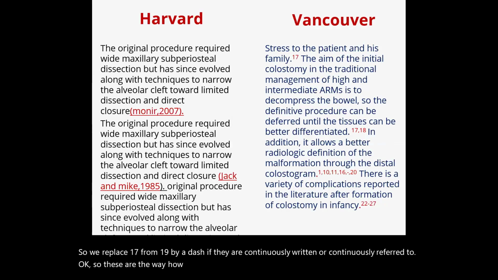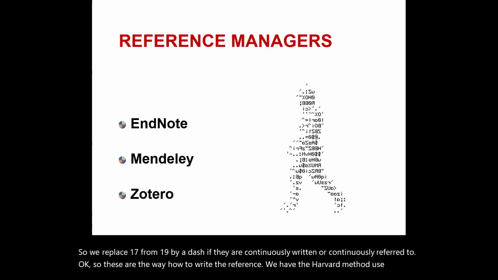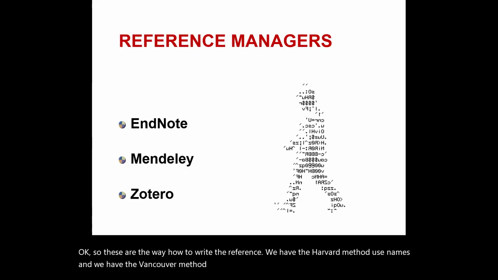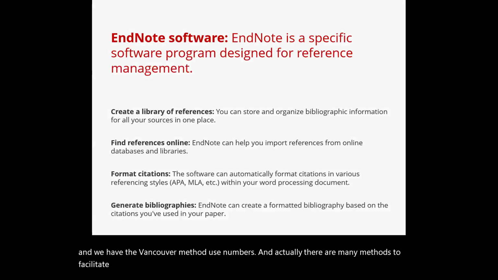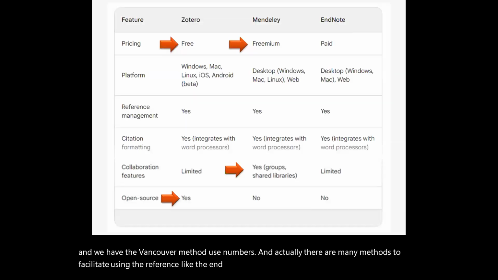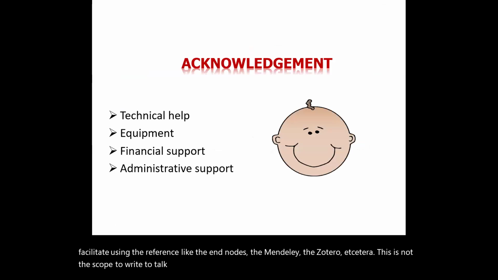We have the Harvard method, where we use names, and we have the Vancouver method, where we use numbers. And actually, there are many tools to facilitate using references, like EndNote, Mendeley, Zotero, etc. This is not the scope to talk about them now because they need a separate session. And the acknowledgement.